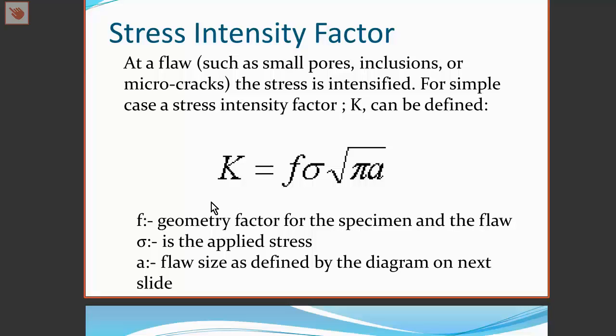The stress intensity factor K is equal to F, which is a constant dependent upon the geometry for the specimen and the flaw. Sigma is the applied stress. A is the flaw size, which will be as defined on the diagram I'm about to show you next, and this is pi.